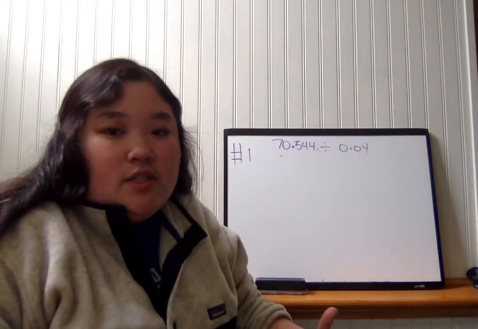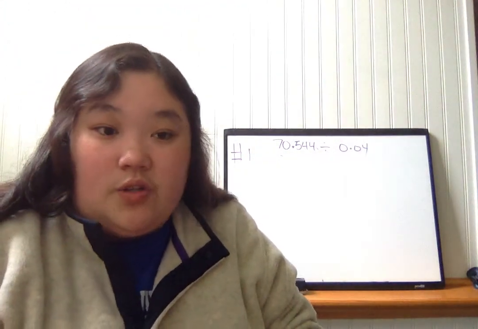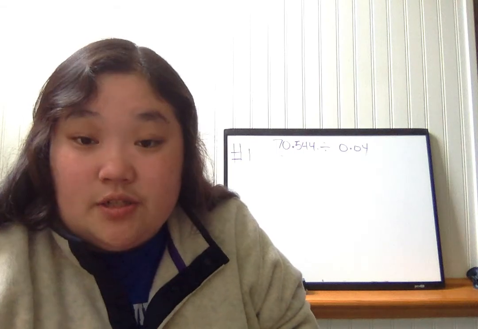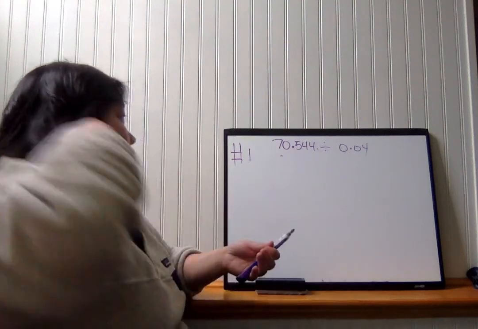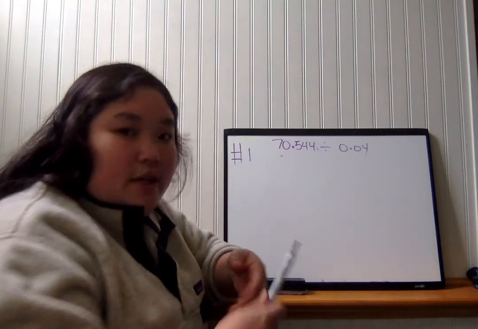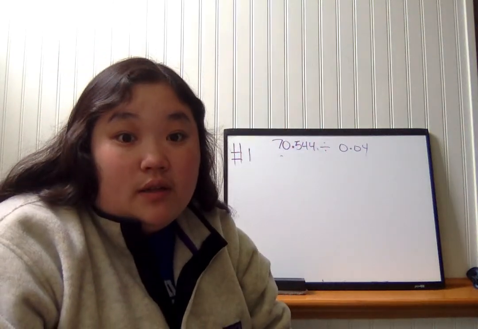So I wrote down the problem that they put on for number 1. I didn't write the directions down because I wanted to save enough room to show how we divide it. But basically it says you're going to divide this, and then it says round your answer to the nearest hundredth. Okay? So if you take a look, we have 70.544 divided by 0.04.